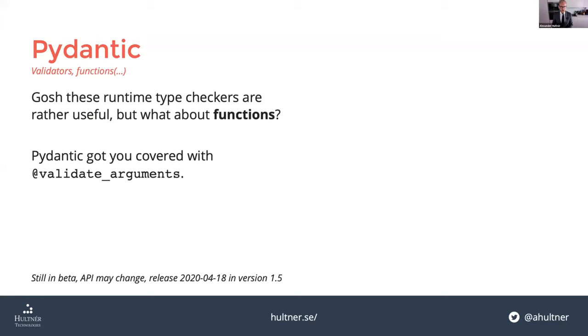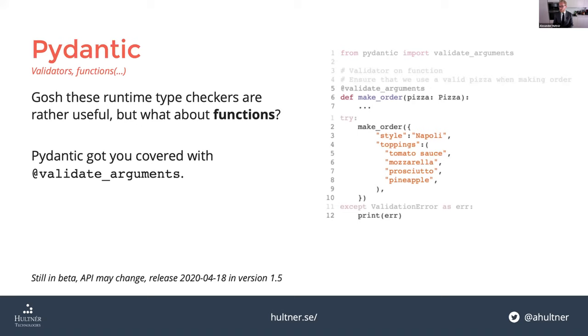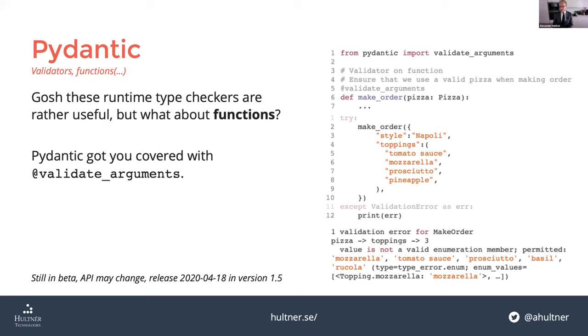Maybe you want to use these runtime type checkers on functions as well. In this case, Pydantic has got you covered too. This is still in beta and was just released last week, so the API may change. But basically you can use everything from Pydantic using the validate_arguments decorator. You can use all the Pydantic types, all the type annotations will work in the same way, and you will get the same type of validation errors. So you can use them just like you did with the Pydantic models, which is very nice.